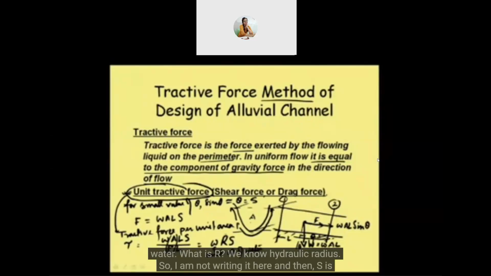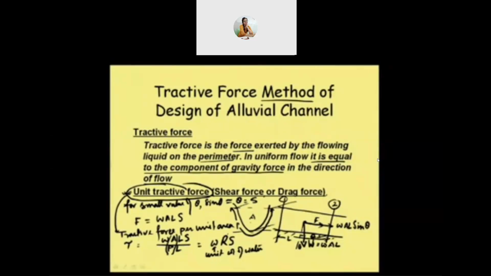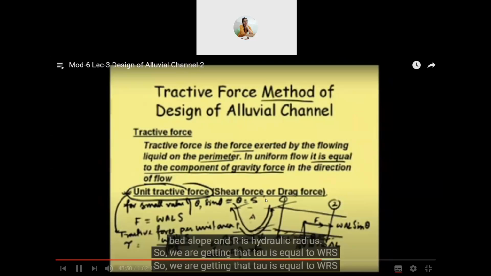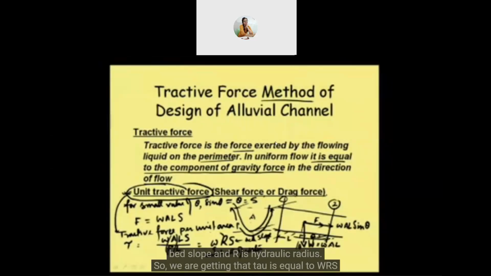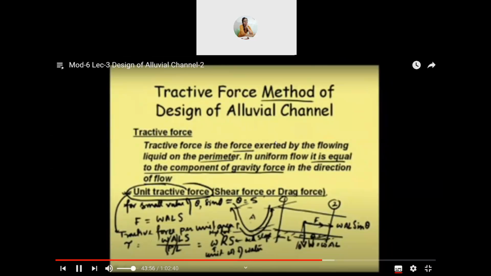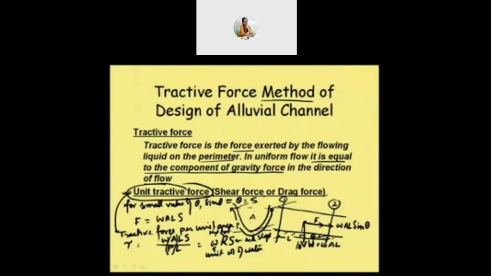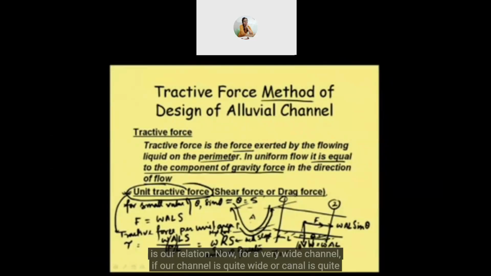What is R? We know it is the hydraulic radius, so I am not writing it here. And S is the bed slope, and R is the hydraulic radius. So we are getting that tau is equal to WRS as our relation.